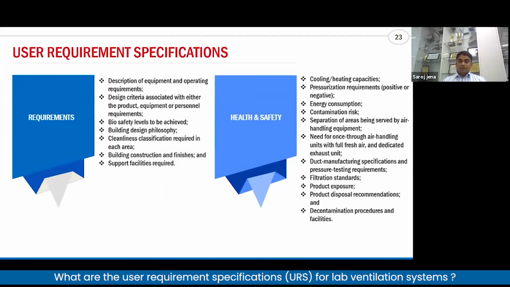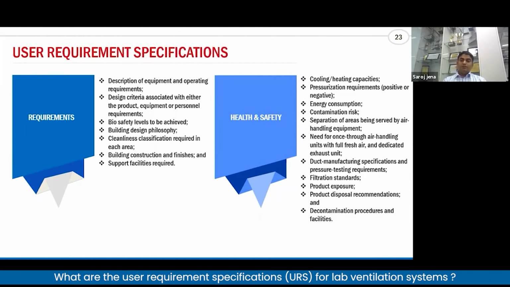You need to decide on a once-through air handling unit, full fresh air, or a dedicated exhaust unit. Which type of air you want to handle, whether 100% exhaust, or whether you want air changes and the same air circulated. You need to specify all of these things, because if you do not ask the vendor in the URS, they will send equipment that does not fit our intended use. That will cause us problems and challenges during installation qualification and operational qualification.